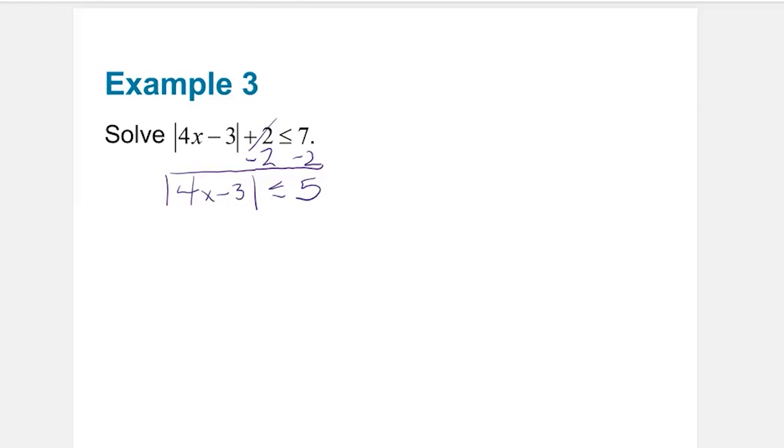So I have two different solutions, right? Either what's inside here is positive, which would give me 4x minus 3 is less than or equal to 5, or I have this other solution where negative 4x minus 3 is less than or equal to 5.